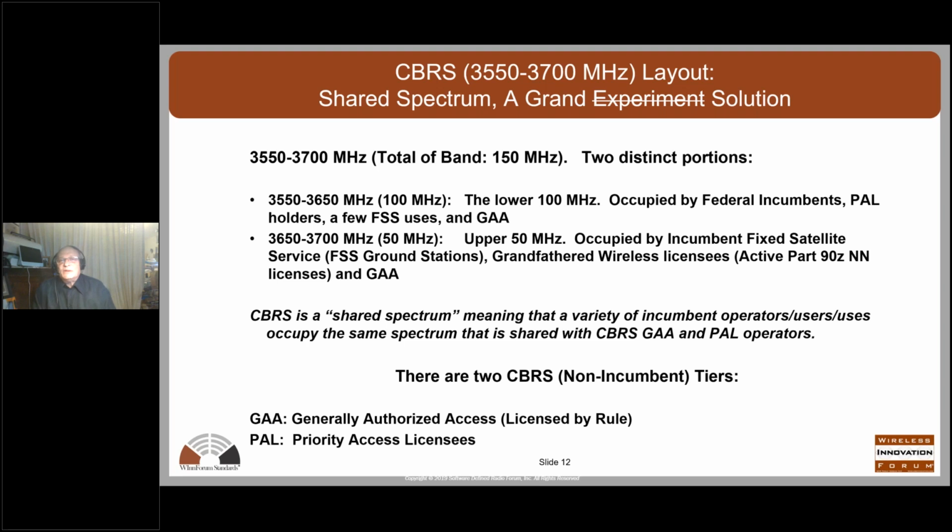So there are two distinct portions of the CBRS band. First is 3550 to 3600, which is called the lower 100 megahertz of the band, and that's occupied by the federal incumbents, PAL holders, and in some cases FSS users, and opportunistic GAA and GAA. 3650 to 3700, the upper 50 megahertz of the band, is occupied by some FSS systems and the grandfathered wireless licensees, those are the ones that I said were going away in 2023, and is substantially a GAA band. All right, let's move on to the next slide.